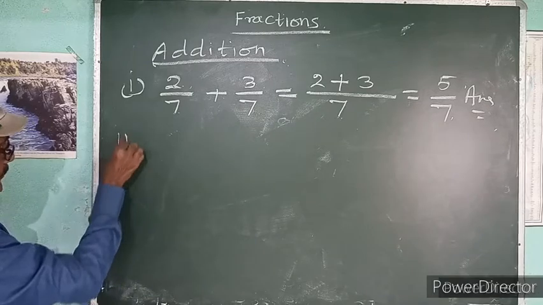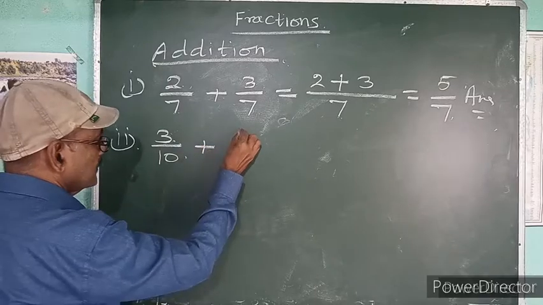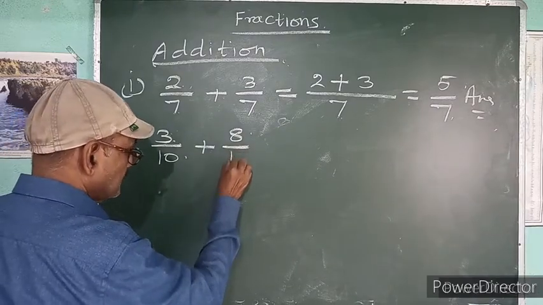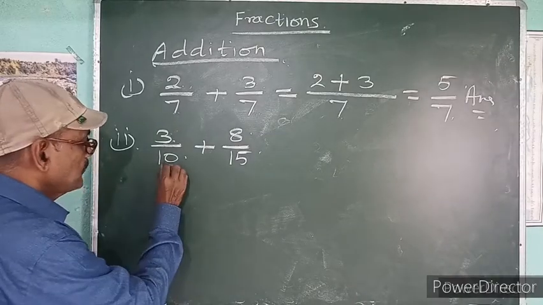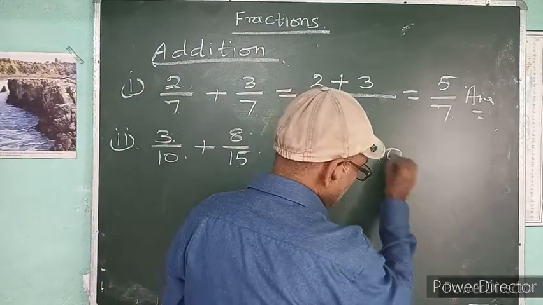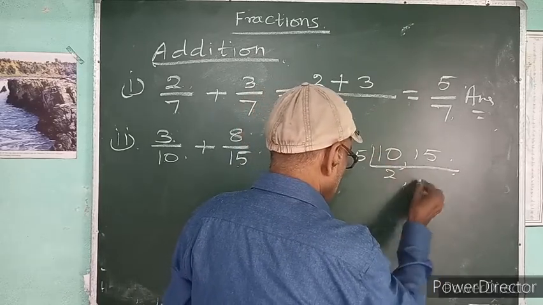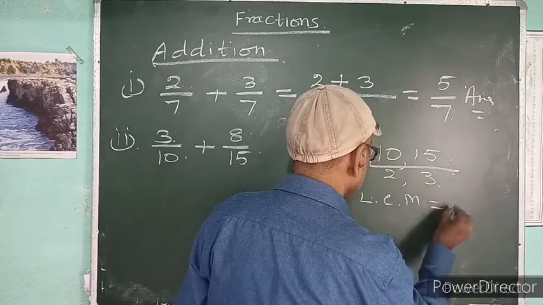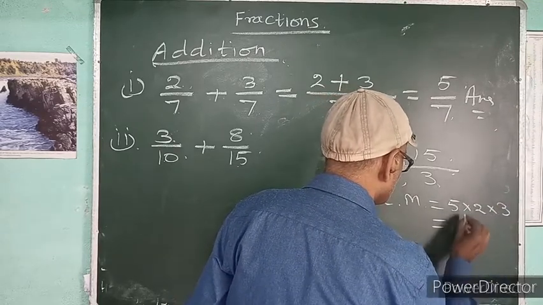Second type of fractions, 3 by 10 plus 8 by 15. Here, what do we do? We have to take the LCM of 10 and 15. So we will find out the LCM of 10 and 15. So 5 2s are 10 and 5 3s are 15. The LCM will be equal to 5 2s are 10, 10 3s, this is equal to 30.